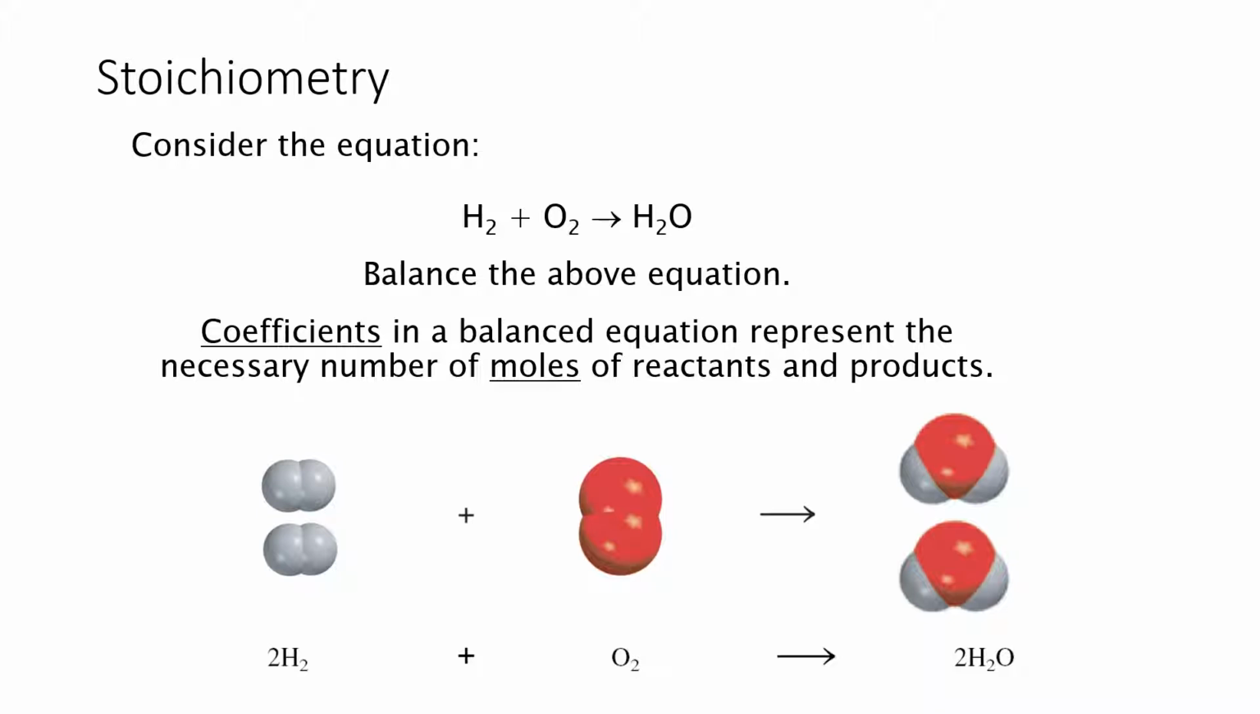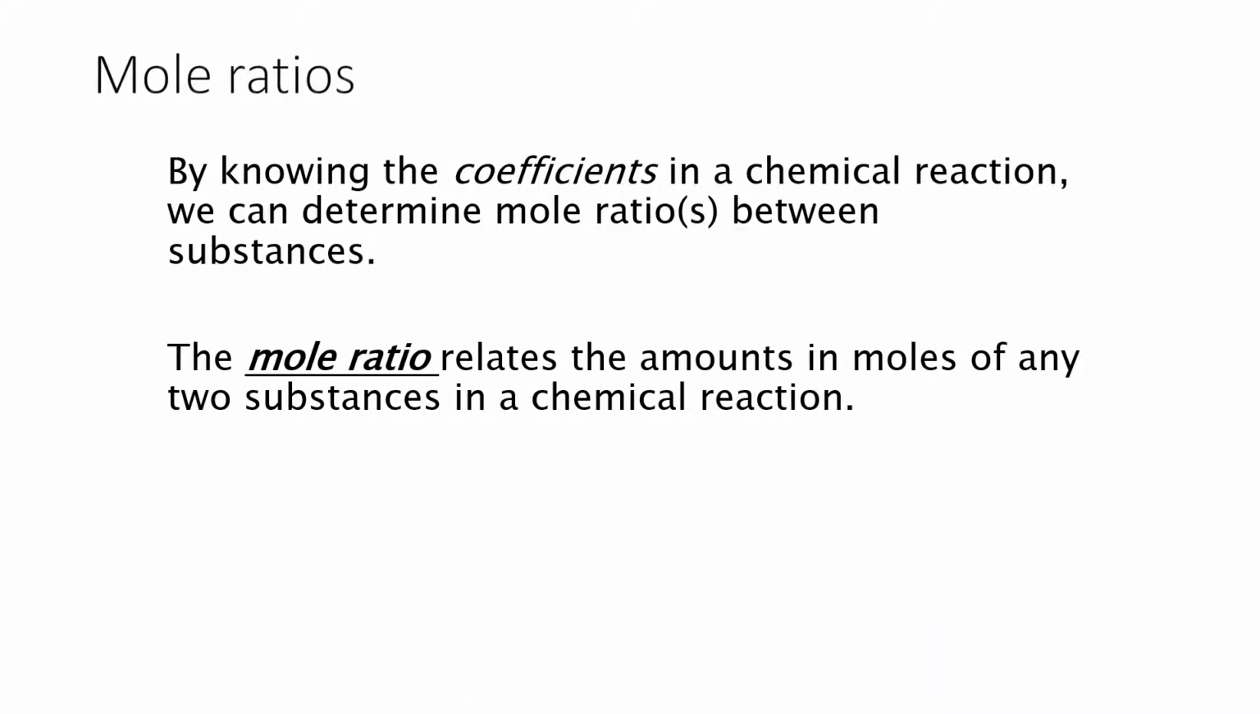Now, stoichiometry is a big word with a simple meaning. It just means the coefficient, the number relationships between products and reactants, or even products and products. When we know these coefficients, when we've figured out what they are, then we can determine something called the mole ratio. The mole ratio relates the amounts in moles of any 2 substances in a chemical reaction.